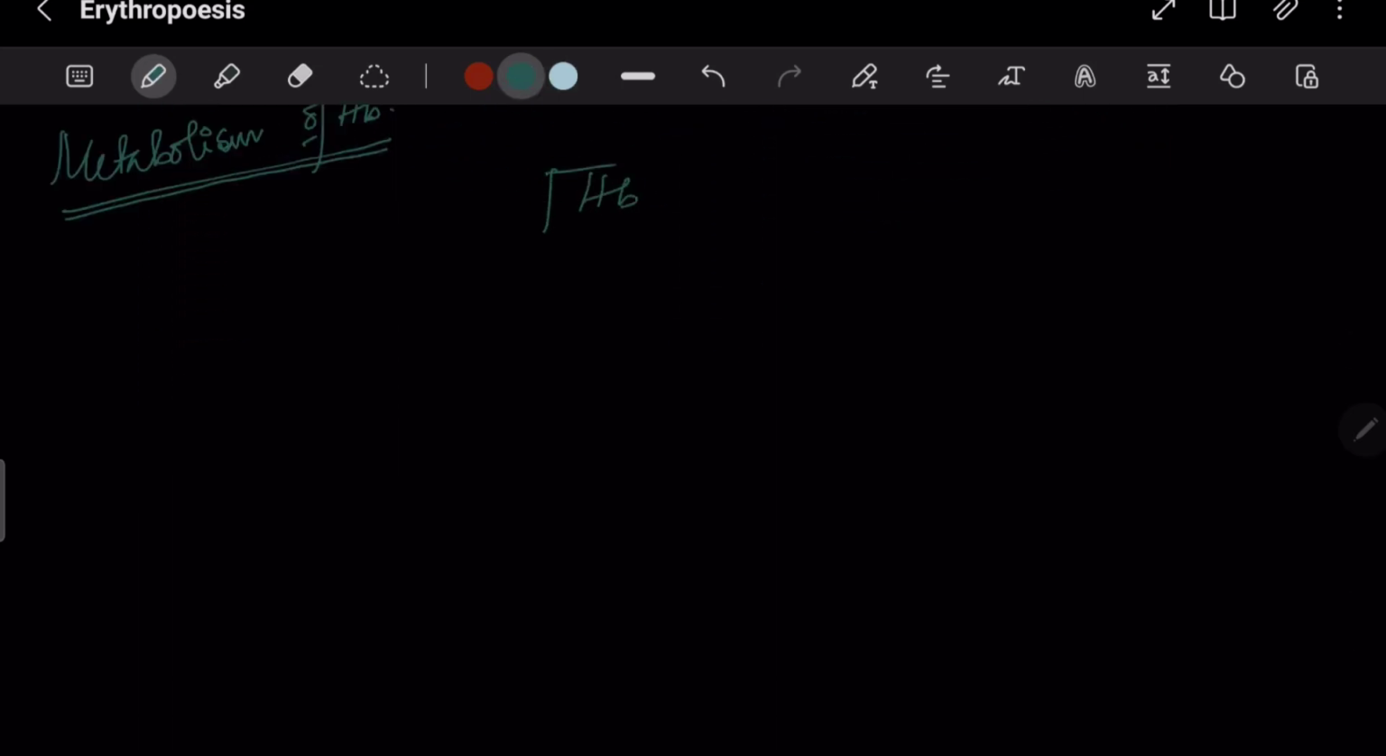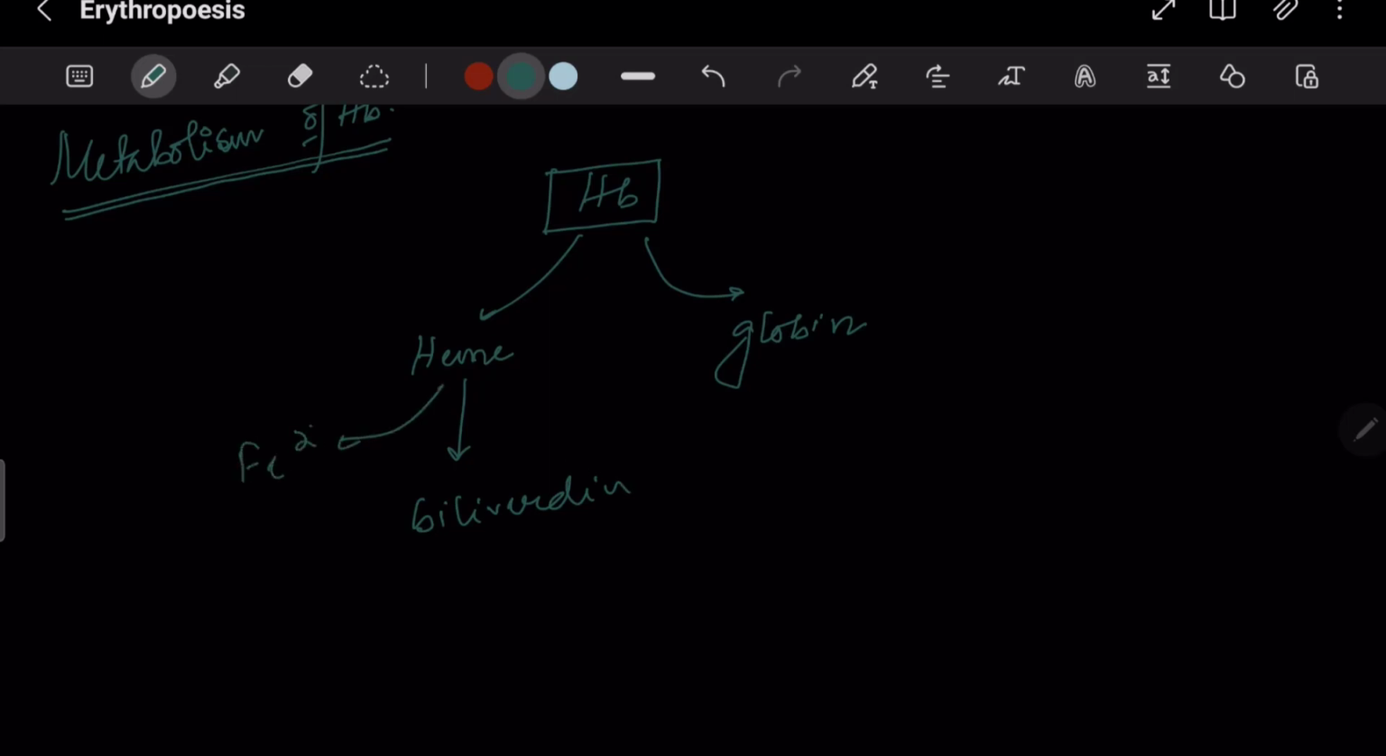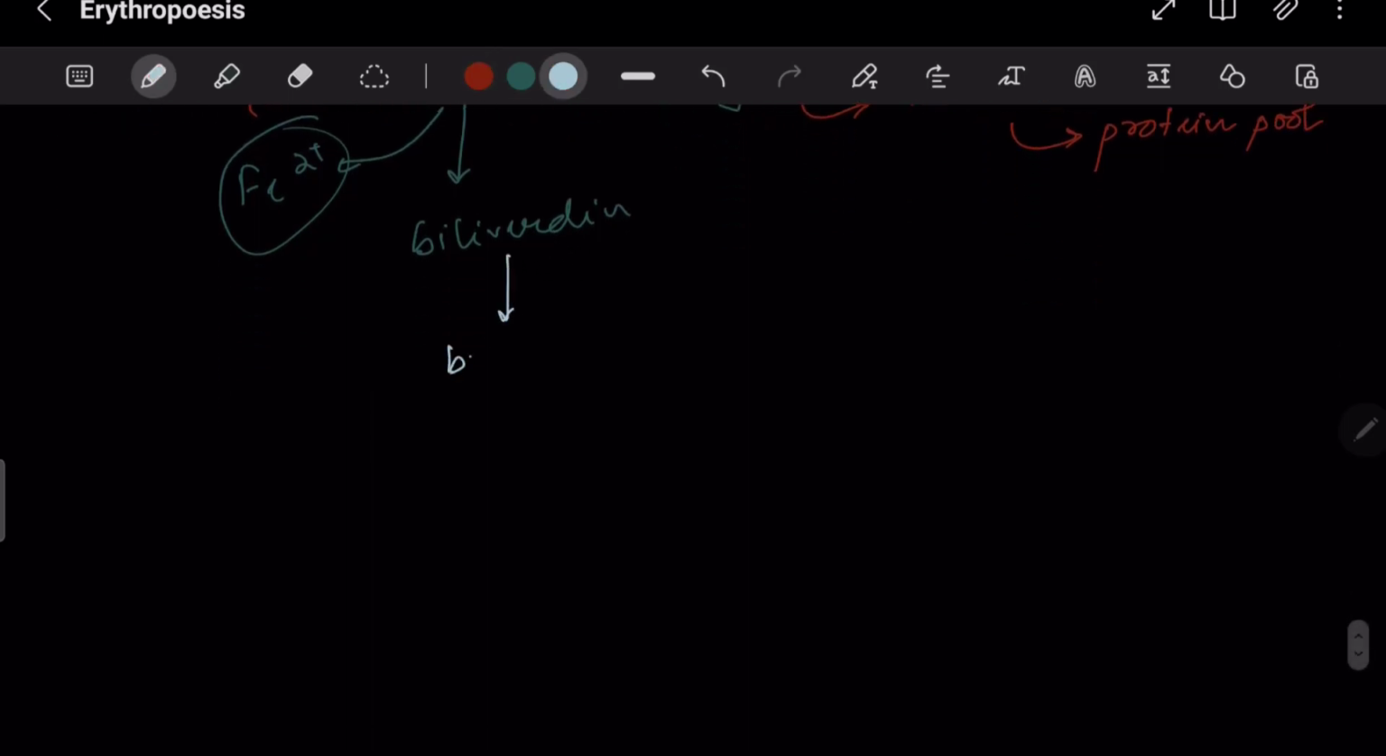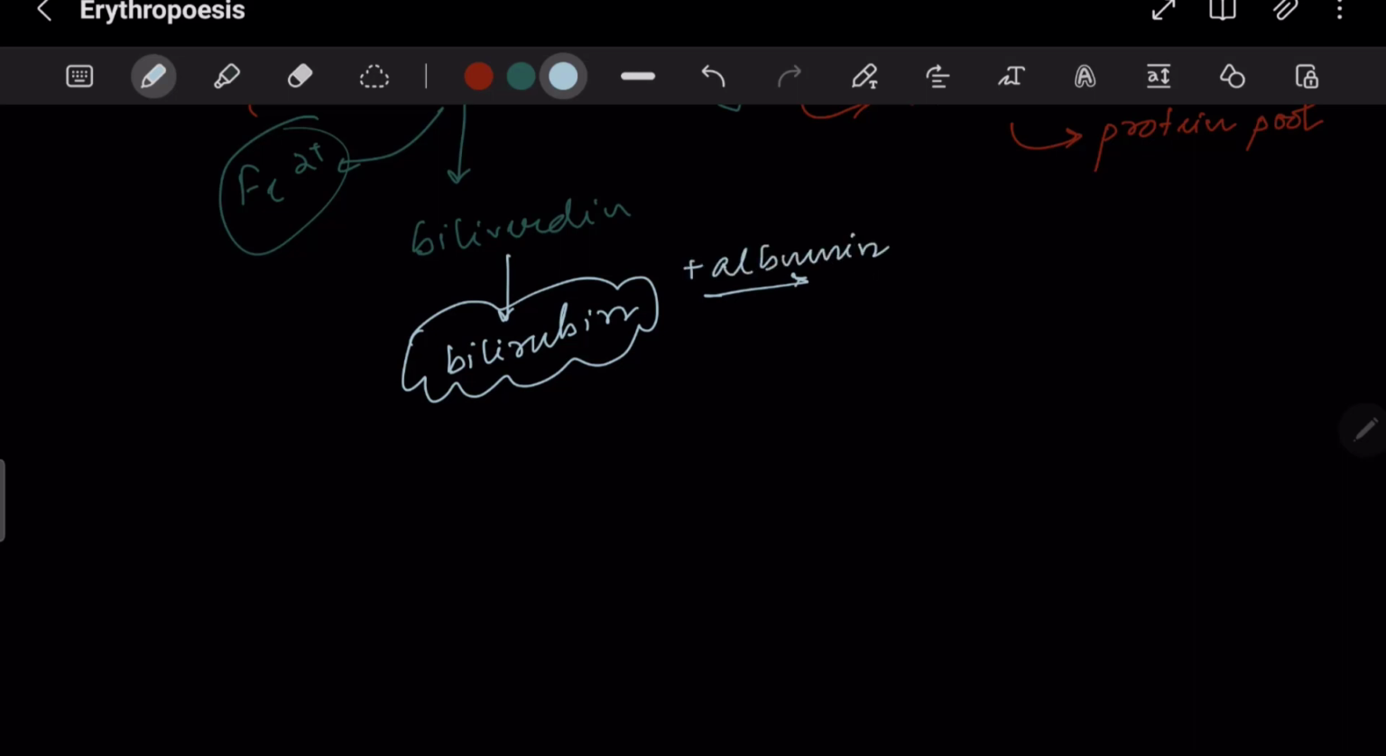When hemoglobin is released by the breakdown of RBCs, it is broken down into heme and globin. The heme is converted to biliverdin and Fe2+ is released. This Fe2+ gets into the iron pool of the body, and globin is converted into amino acids and is thus sent to the protein pool of the body. Now this biliverdin is converted to bilirubin. In the peripheral blood, bilirubin attaches with albumin and forms a bilirubin-albumin complex.